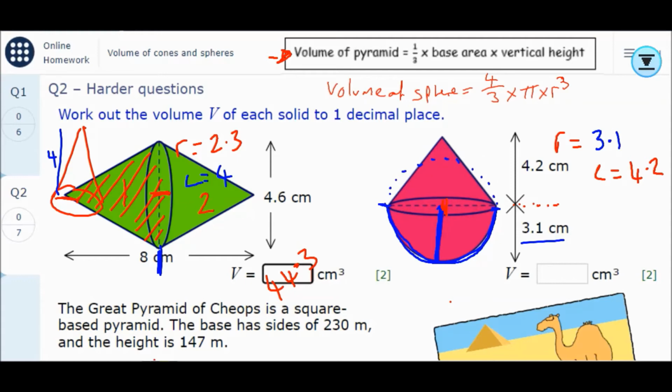Okay, so I've got now enough to work out the volume of the sphere, and I am just going to write over this one, so it's going to be 3.1 there. So that's going to find out my volume of the sphere. Remember, I've only got half of it, so I'm going to divide that by 2, and that would give me my bottom section.